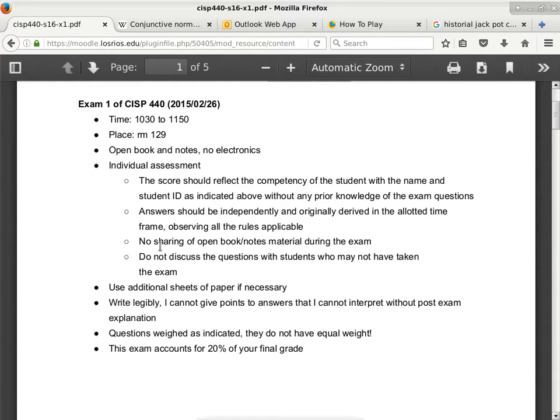So that means, even if your neighbor is asking you, hey, can I borrow that piece of note from you? You have to say no. And it also means that if you think that there will be something useful to you during the exam and it's on a piece of paper, bring it, okay? You don't depend on somebody else to have it because they cannot share it with anybody else. And do not talk about the answers or the questions with students who may not have taken the exam or who are taking the exam.